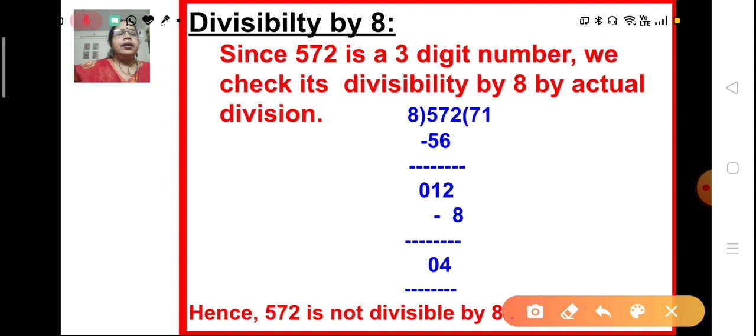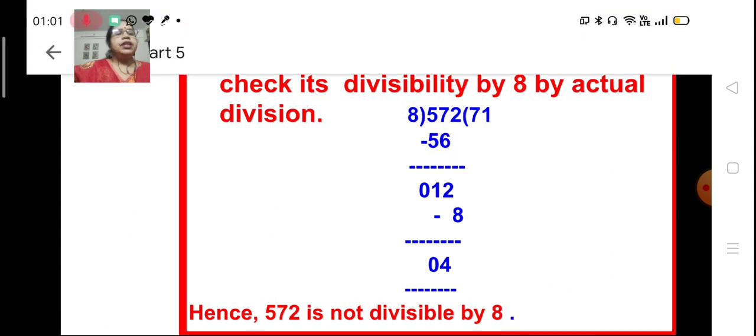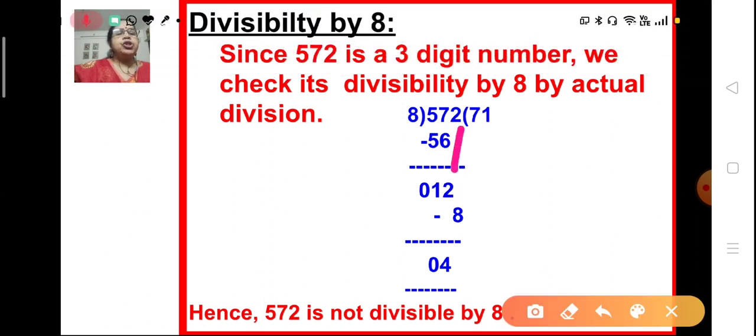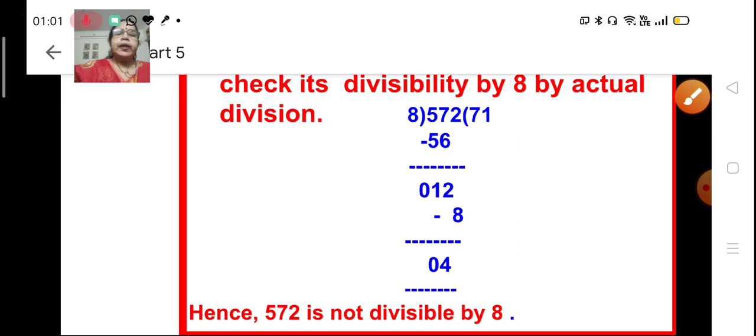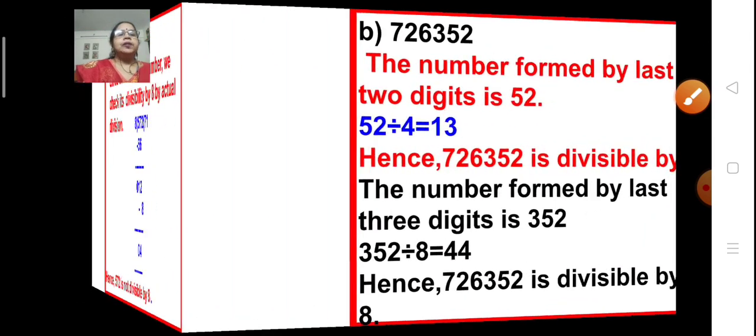572, dividing this number by 8. So 8 7 times is 56. 57 minus 56 is 1, and we have taken 2 here, the number becomes 12, and 8 once becomes 8, 12 minus 8 becomes 4. So the number is not divisible by 8. 572 is not divisible by 8.